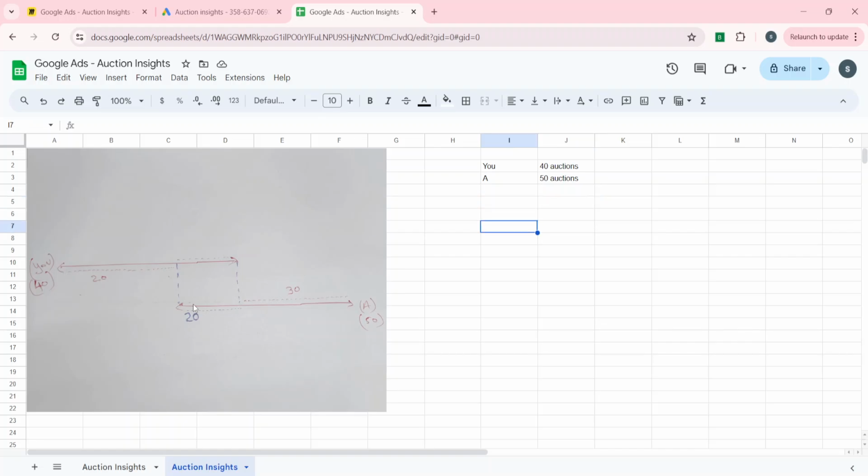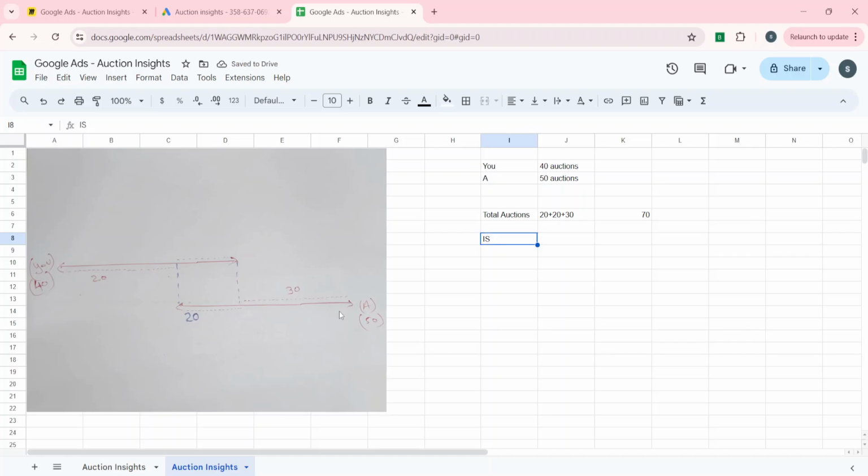So let's calculate. What is the total number of auctions that has happened? You alone is 20, plus the overlapped auctions are 20, plus A alone is 30. What is the total number of auctions? It will be 70 auctions, right? 70 is the total number of auctions. And let's calculate the impression share. Please don't get confused. I suggest you watch this video very carefully.